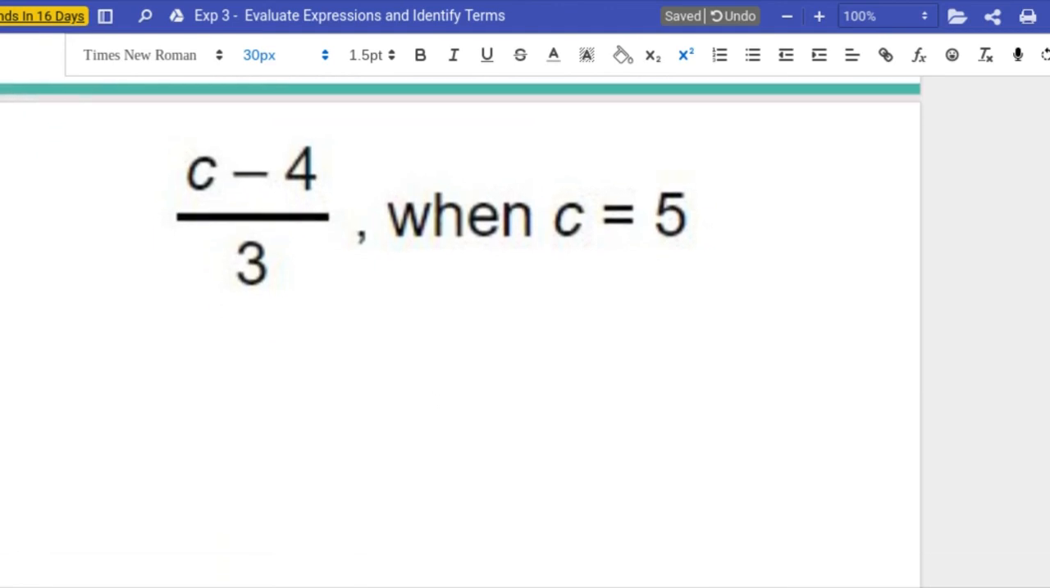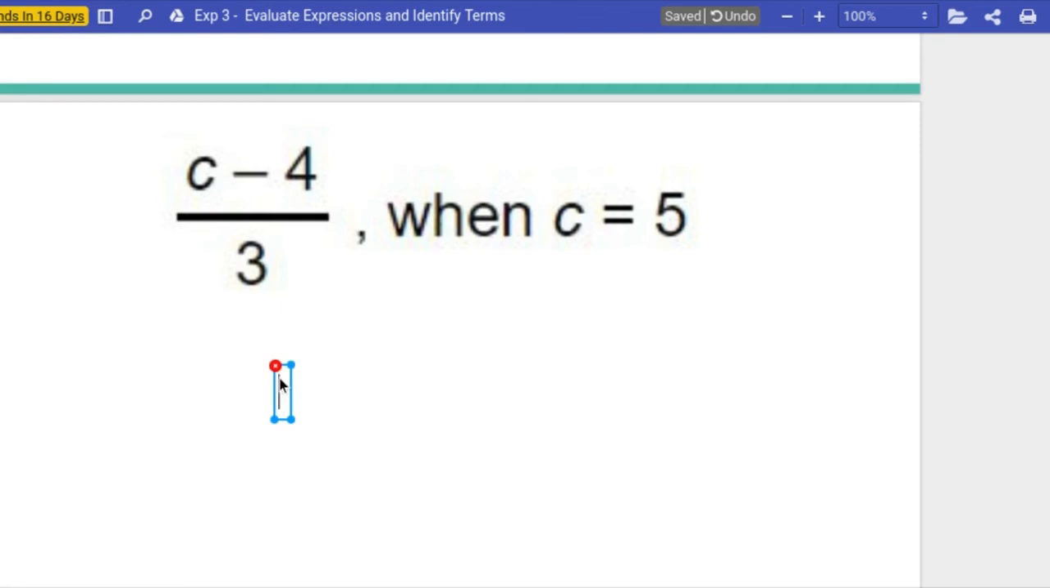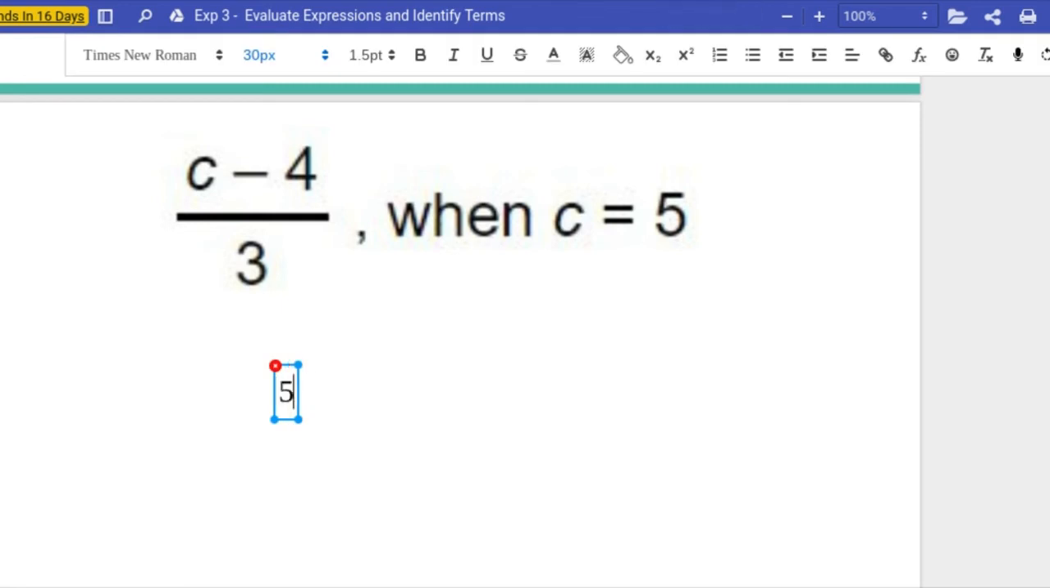All right, this one is written as a fraction. Technically the fraction is division, but because of the way it's written, we do the numerator and then we do the denominator. So when we substitute this in, we're going to do 5 minus 4, and then we're going to divide that by 3. So 5 minus 4 is 1, and then divided by 3 is just 1/3. So our expression would equal 1/3.